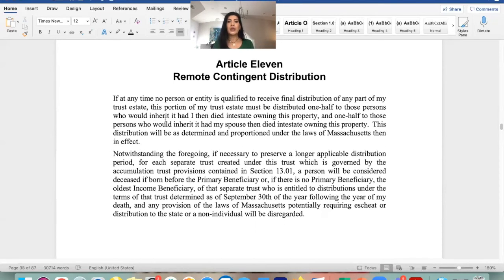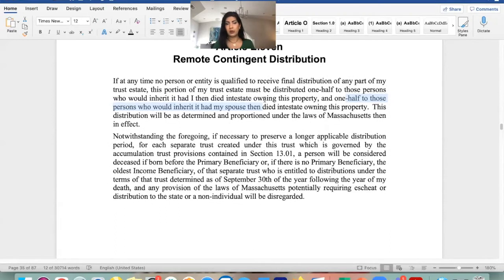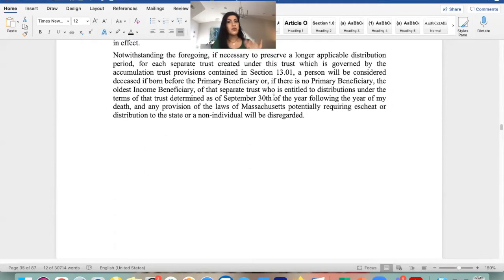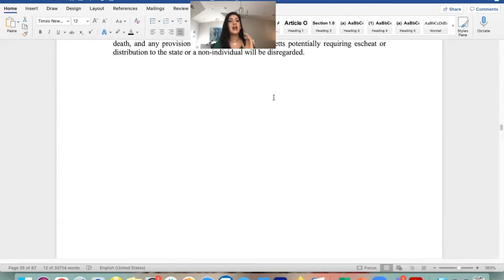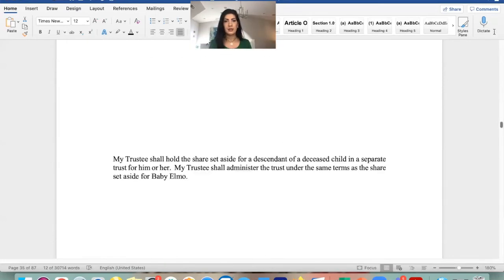So in this situation, Elmo has stated that everything is supposed to go one half to who would inherit if my spouse had passed away, and one half to people that would have inherited in accordance with state law if I had passed away, aka 50-50 to our closest living relatives. That's what happens if we pass away. So for you, you may have chosen charities, specific family members, or friends, or a combination for that worst case scenario, but that is where it is listed.